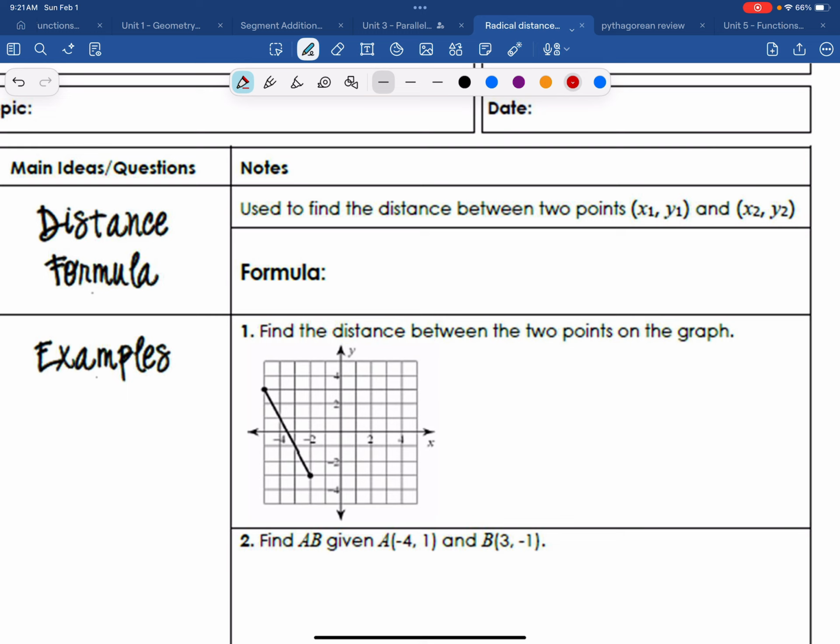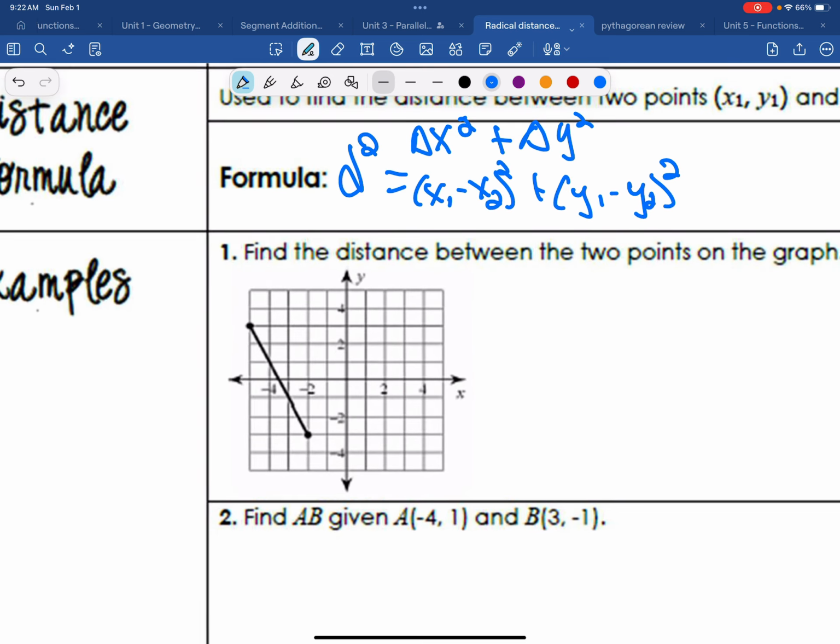All right, so let's review. What does the distance formula say? It's d squared equals change in x squared plus change in y squared. Okay, so let's review real quick. We know change in x would be x1 minus x2 squared, and change in y would be y1 minus y2 squared.